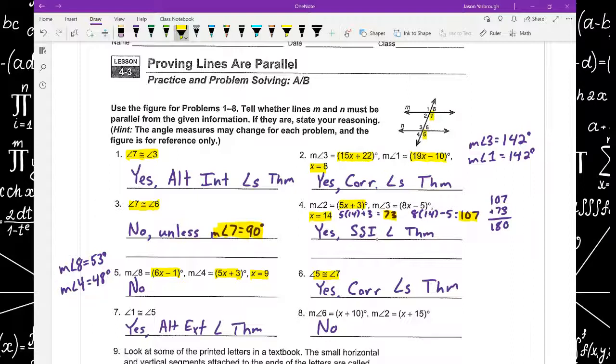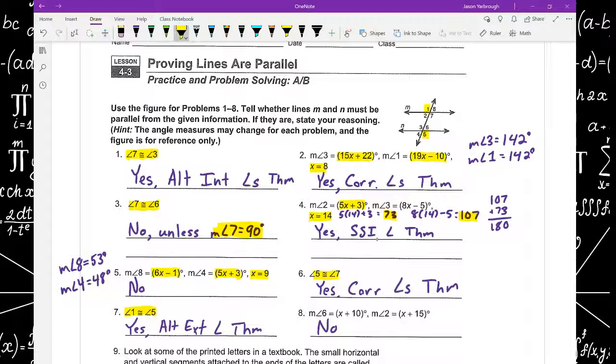Number 7, we're looking at angles 1 and 5. Angles 1 and 5 are both on the outside, so they're exterior. They're on opposite sides of the transversal, so they're alternate exterior. Alternate exterior angles need to be congruent, and it gives us that those two angles are congruent. Therefore, yes, the lines are parallel by the alternate exterior angles theorem.